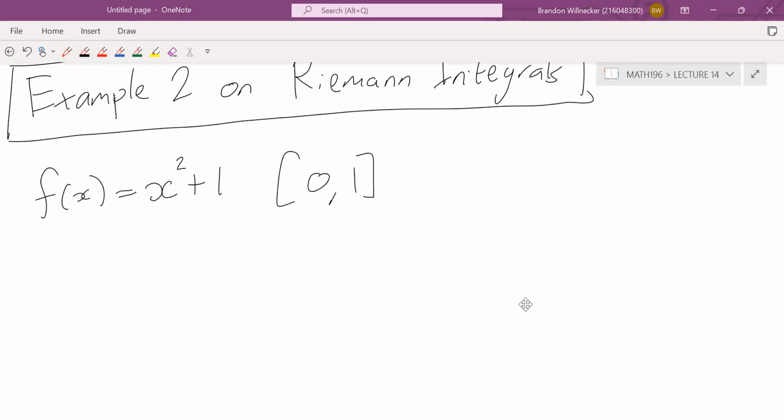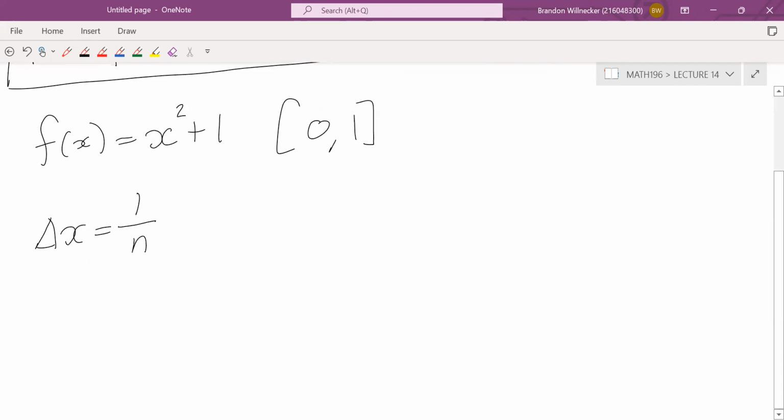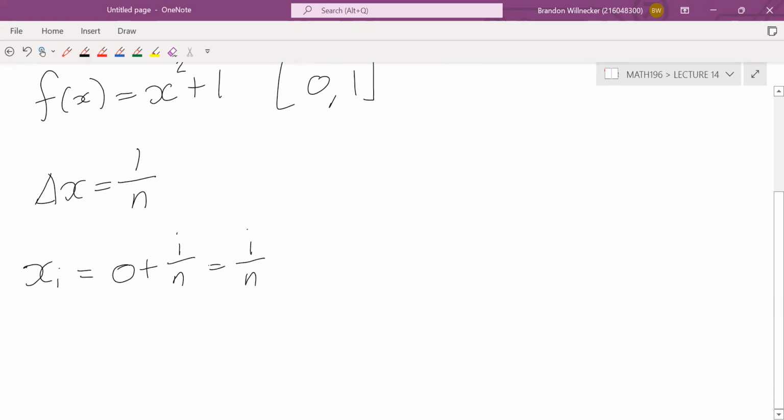The first thing we need to do is find delta x. So delta x is going to be b minus a over n, so that's going to be 1 over n. Okay, x_i is going to be a plus i delta x, so that's going to be 0 plus i over n, so that's just i over n. And lastly, f of x_i is going to be x_i squared plus 1, so that's going to be i squared over n squared plus 1.